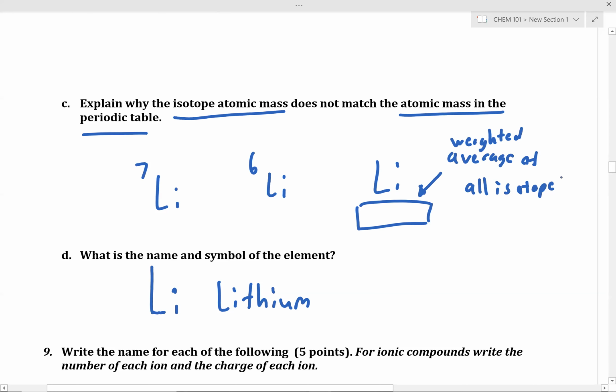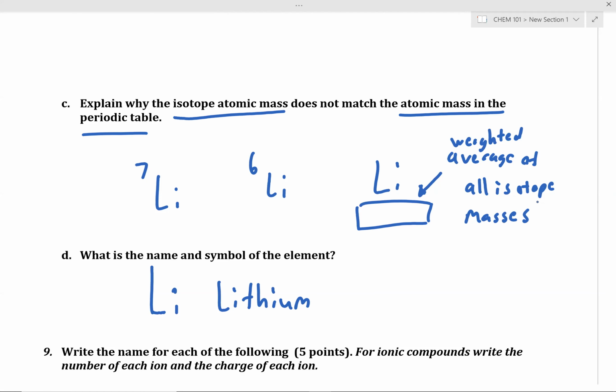Of all isotope masses. So by definition, if you're taking a weighted average of all of your isotopes based on their abundance and based on their mass, then obviously the mass of an individual isotope will not match the mass given in the periodic table. That's the real point I wanted you to think about. The mass reported in the periodic table is a weighted average of all isotopes based on their abundance. So you're never going to see a perfect match between an atomic mass and isotope mass by definition, unless there's only one isotope.